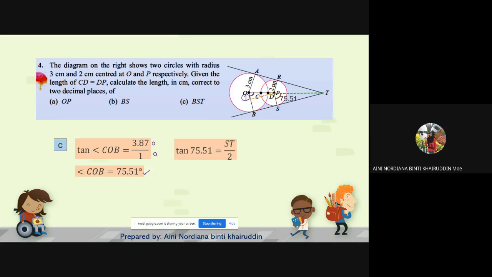Next, you can use this angle because this angle equals this angle. So this angle also 65.51 equals to ST over 2. This is 2, the radius of the small circle. So ST equals to 7.74. So BST is 7.74 plus BS just now 3.87 equals to 11.61.